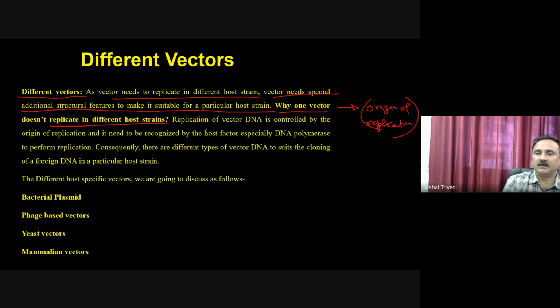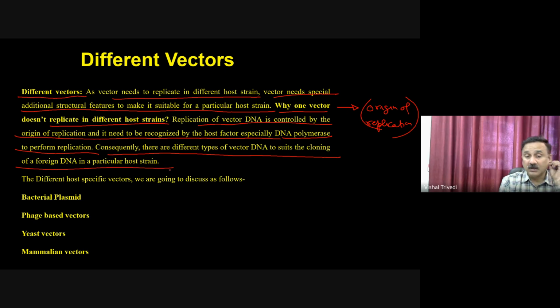So the replication of the vector is controlled by the origin region, and it needs to be recognized by the host factors, especially the DNA polymerase, to perform the replication. So consequently, there are different types of vector DNA to suit the cloning of a foreign DNA into a particular host strain. So you can have bacterial plasmids, phage-based vectors, yeast vectors, and mammalian vectors.